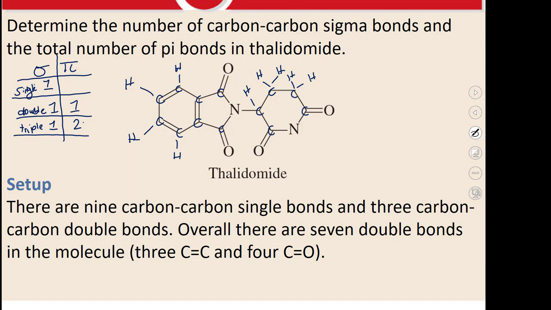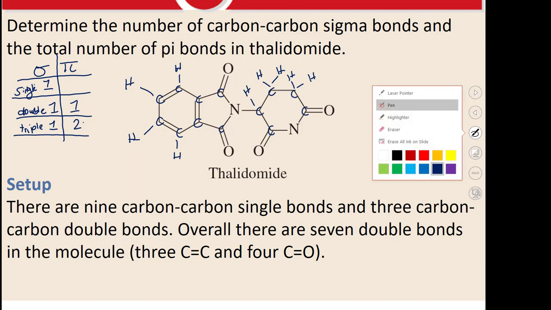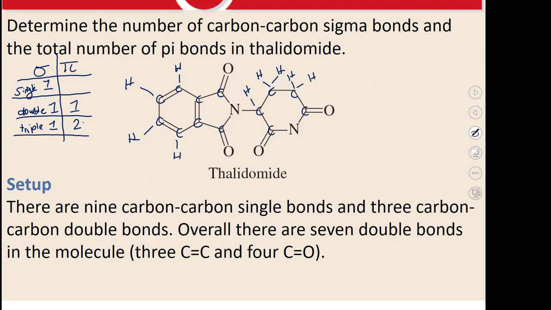So let's go around here, and I'm going to change colors here. And let's start counting off sigma bonds. I'll actually do it as a little sigma so you can see. Every single bond, let's do the single bonds first, is going to be a sigma. So let's count.